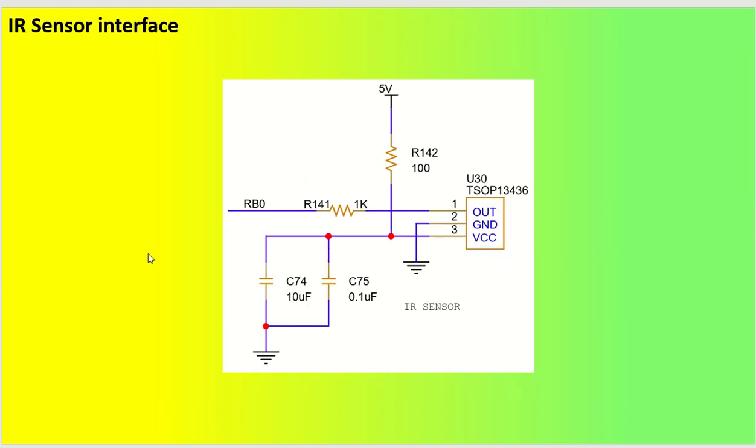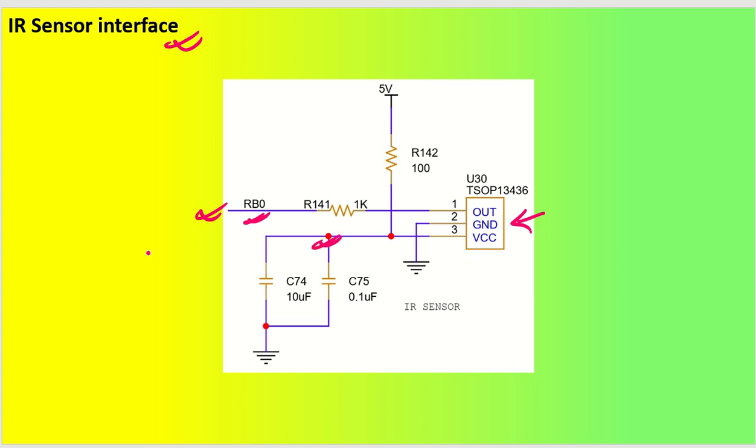Okay, now we are going to take one more application, which is the IR sensor interface. The IR sensor interface is basically used in remote control applications. In this application, whenever the sensor sees an IR signal, it will give you an output, and this output goes to pin RB0, and RB0 will be able to take some actions based on that IR sensor detection. Got it? This is very easy.